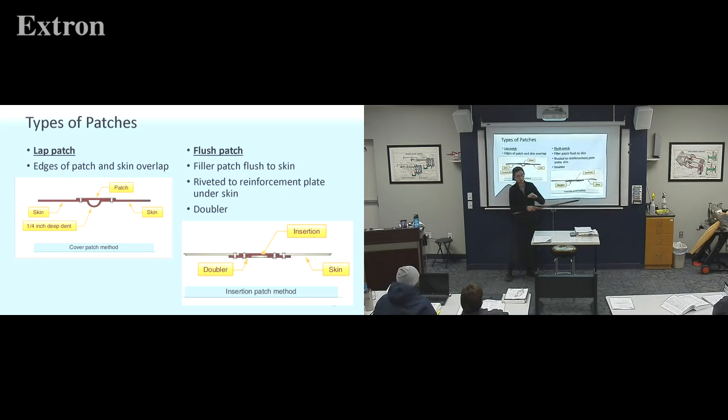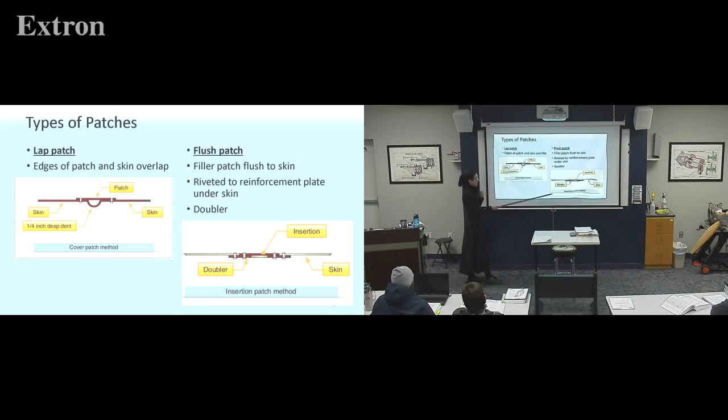So what happened, and you're going to be doing this, we'll talk about this tomorrow: the doubler gets riveted to the skin to hold it in place, and then also riveted to the flush patch. And you'll be doing one of these. Can you do doublers and flush patch on the wing later? Yeah. Again, it depends where and on the manufacturer, but yes, possibility. Some of it can be a challenge to get to.